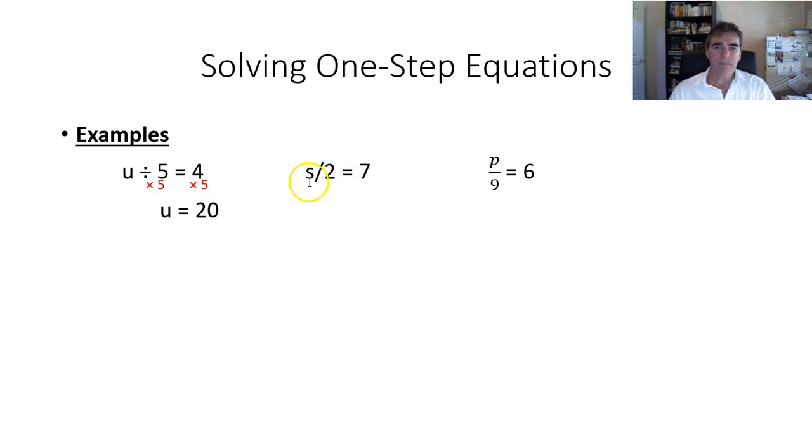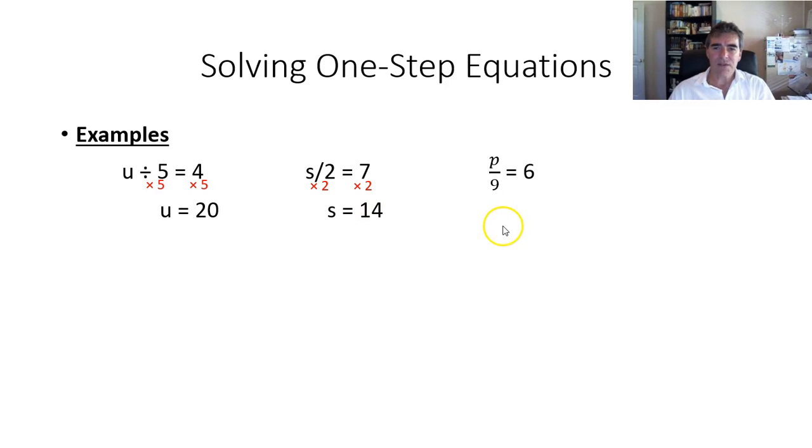So our next one, S divided by 2. The opposite of dividing by 2 is to multiply both sides by 2. Remember, we've got to do the same to both sides for it still to balance. These will cancel and just leave me with the S, and 7 times 2 is 14. So the S value is 14. Again, check it. 14 divided by 2, that's 7. That's what we want, so yes, that works.